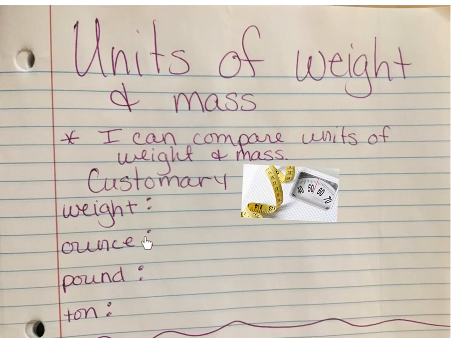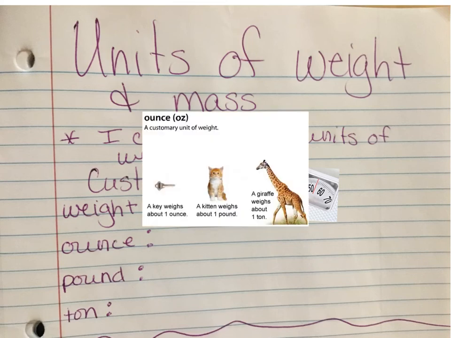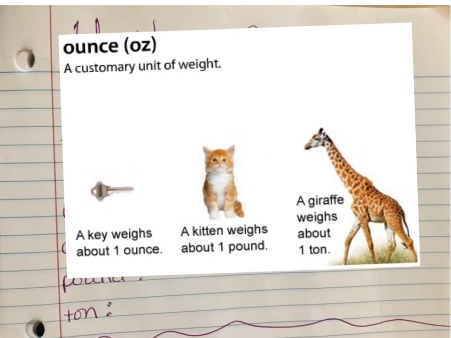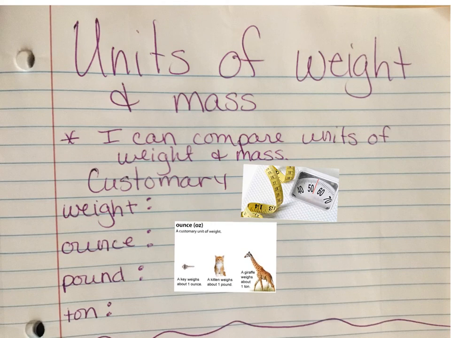So an ounce, remember this is weight. We've talked about fluid ounce, but a fluid ounce had to do with liquid. We want to look at an ounce compared to how much it weighs. So I have this little comparison here. A key weighs about an ounce, so a key on your key ring is going to weigh about an ounce. A little kitten right here is going to be about a pound, and a giraffe is going to be about 1 ton.